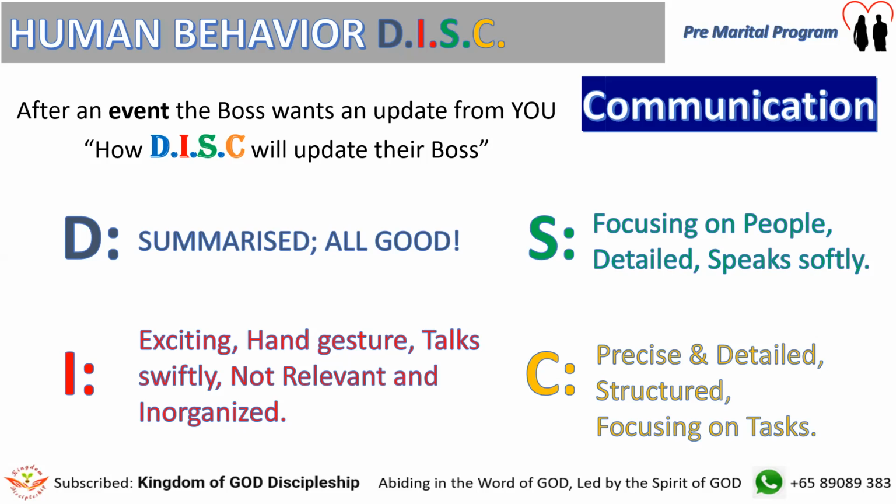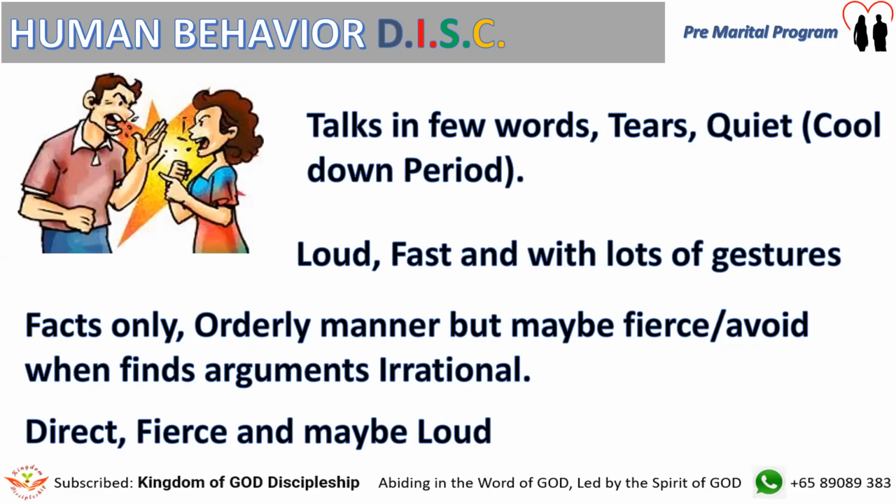Now let's go to the next environment or situation. Let's say the communication of a quarrel, an argument between two people, and you have the D, I, S, and C. So who do you think would behave in such a manner that talks in few words, tears up, will cry, and will be quiet and need a cool down period in the argument? Is it the D, the I, the S, or the C? Now, how about those who are loud and speak fast, think quickly, and their hand gestures fly everywhere? What kind of personality is this in an argument?